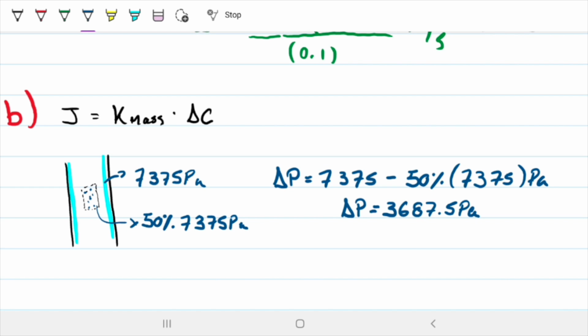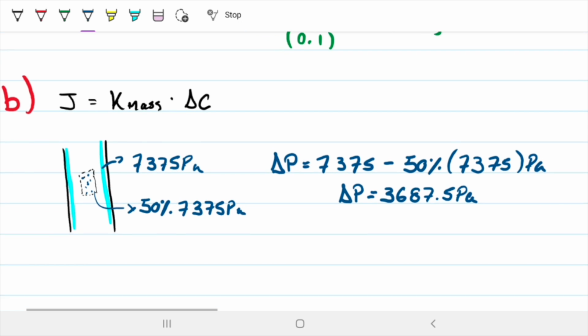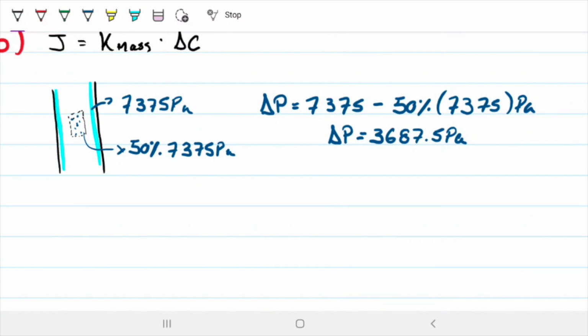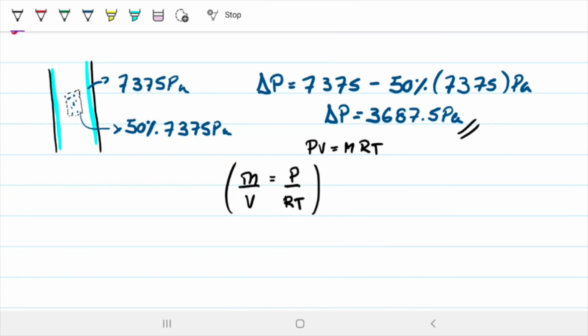Okay, now what we can do is translate this gradient into concentration, right? Because we know that PV equals n or m, depending on the R used, RT, and that at low pressures we can approximate water vapor to be an ideal gas. All right, so what do we want? We want m over V, which equals P over RT. Okay, so the same idea that we did before to find the density. All right, so we're trying to find, let's do this one more time.